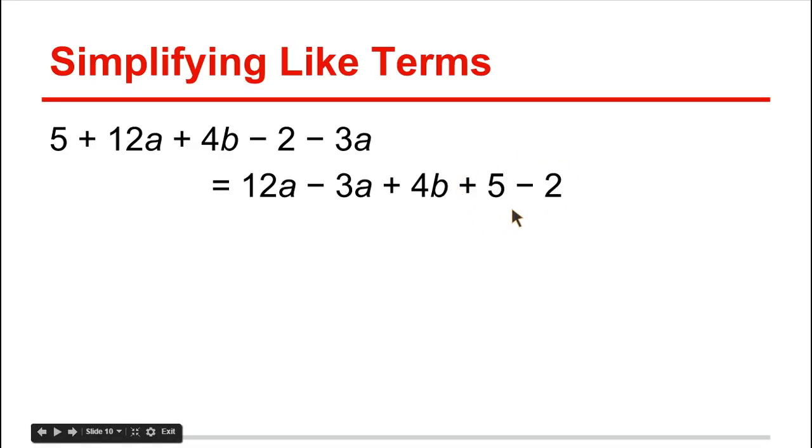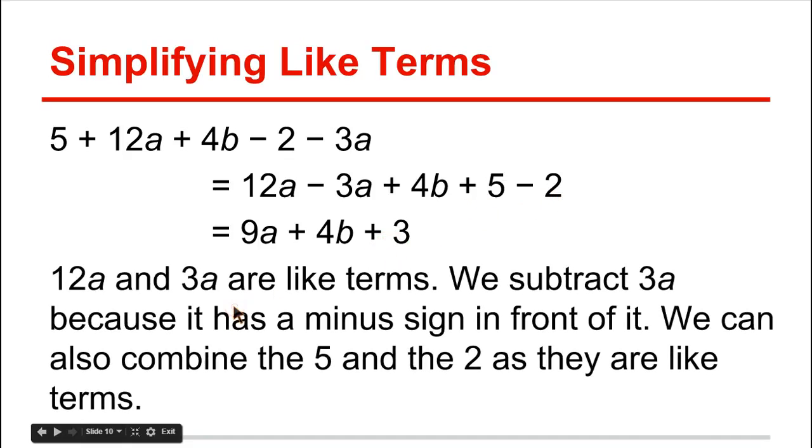So we've rearranged the expression thus. 12a plus 3a gives us 15a, 4b, can't do anything with that, 5 minus 2 gives us 3. And that's it. So that's simplifying like terms.